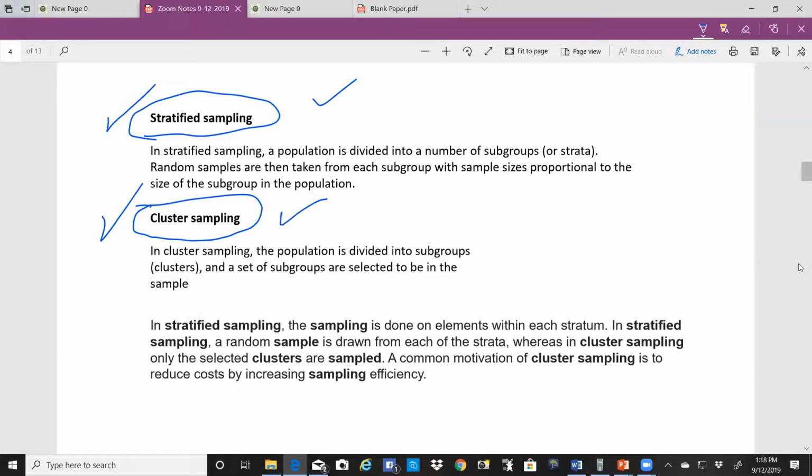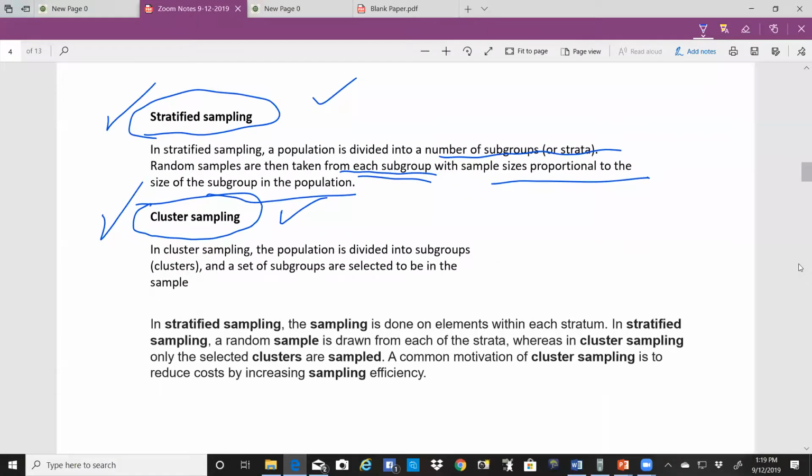In stratified sampling, you divide the population into a number of subgroups. And the key word is random samples are taken from each subgroup, with sample size proportional to the size of the subgroup in the population.